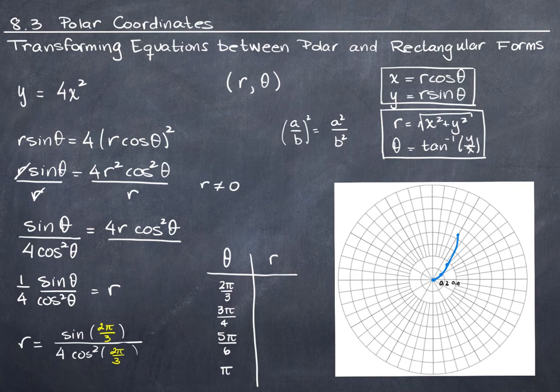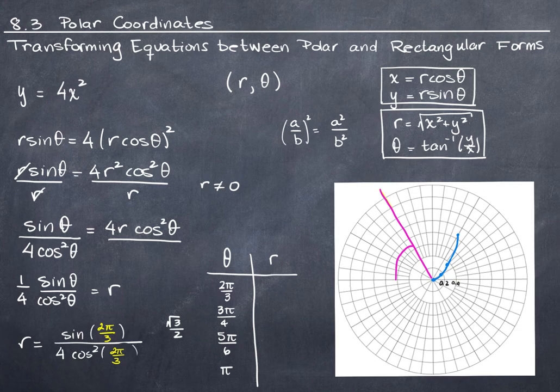Now, let's do some computation. What is the sine of 2 pi over 3? Well, the reference angle is pi over 3. Oh, I need a better color than that. Let's use pink. So here's my reference angle. That's pi over 3. What is the sine of pi over 3? The answer is the square root of 3 over 2.